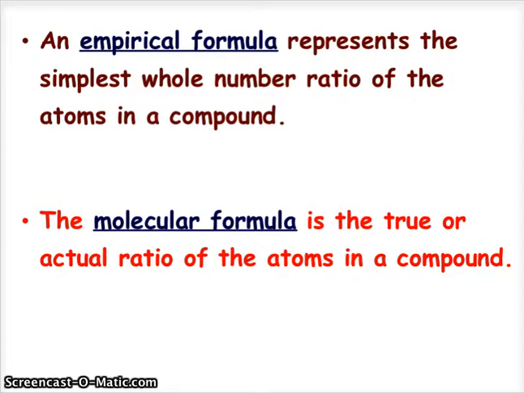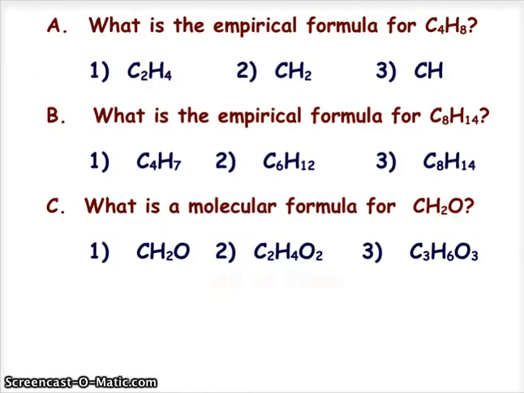So when we are looking at the empirical formula, we are representing the simplest whole number ratio of the atoms in the compound, where the molecular formula is the true or actual ratio of the atoms in the compound. So the molecular formula can have the true number, the actual number of atoms, but the empirical formula must take those atom numbers and reduce them to lowest terms. So let's check for basic understanding before we move on.